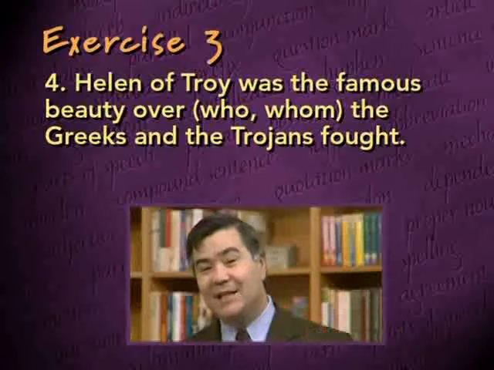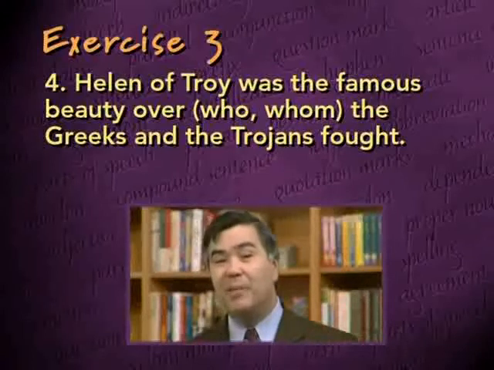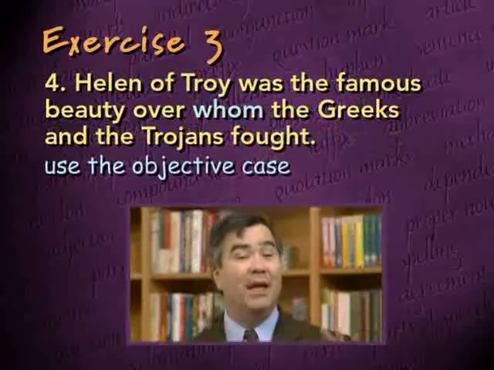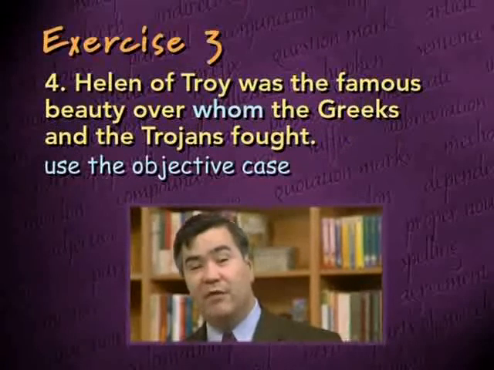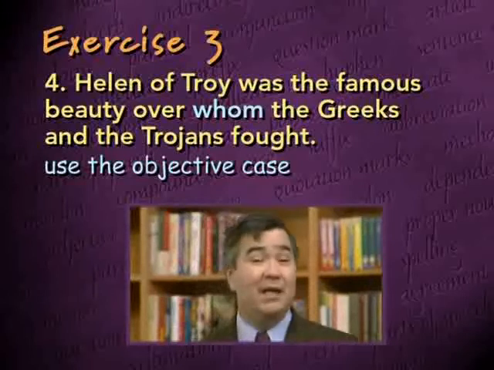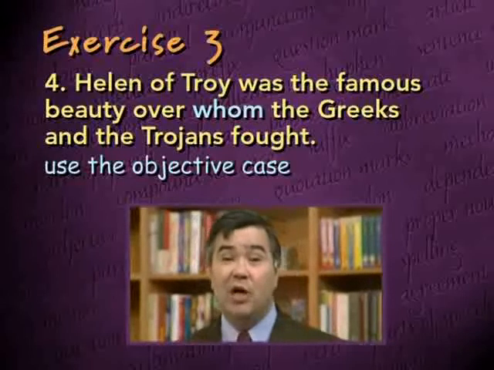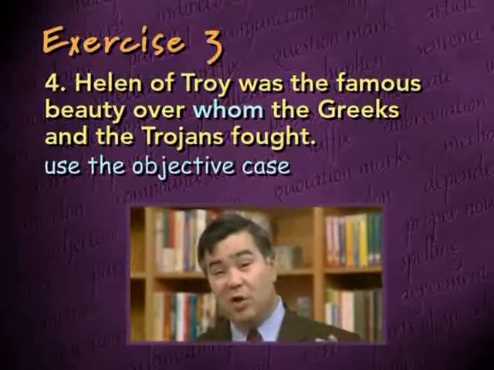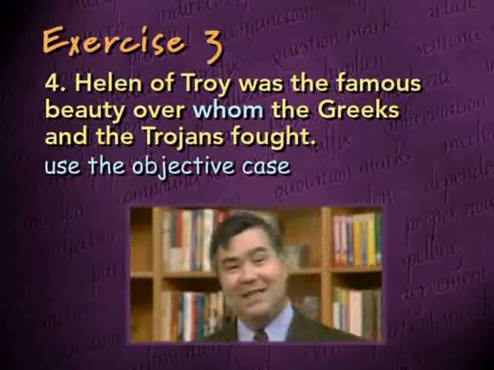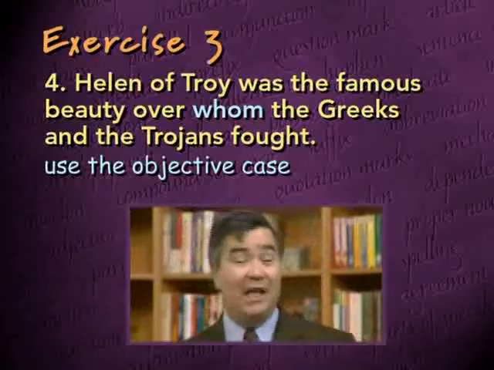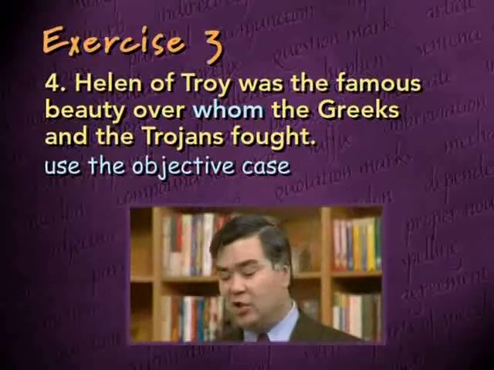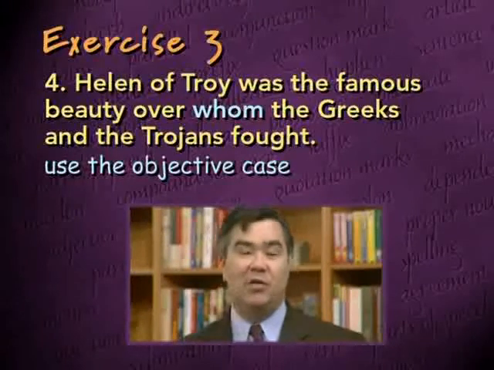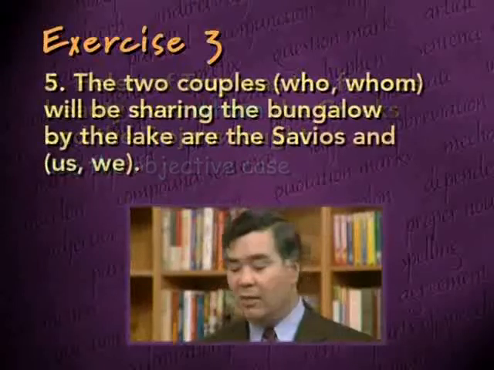Therefore, whom is not the subject of the verb, rather it's the object of the preposition over. And for that reason, the objective case, whom, is correct. We looked for the verb, and then we asked, is who or whom the subject of the verb? And the answer is no. The Greeks and the Trojans are the subject of the verb. Since who or whom is not the subject of the verb, instead it's the object of the preposition, whom is correct. So this sentence should read, Helen of Troy was the famous beauty over whom the Greeks and the Trojans fought. One more sentence.